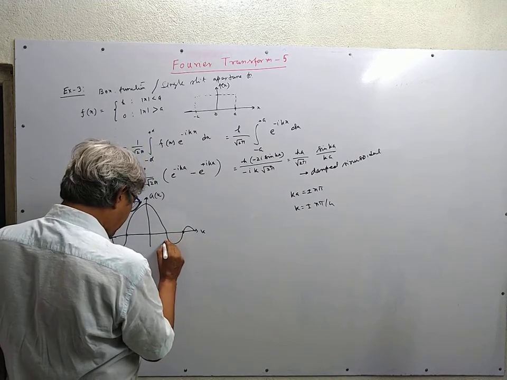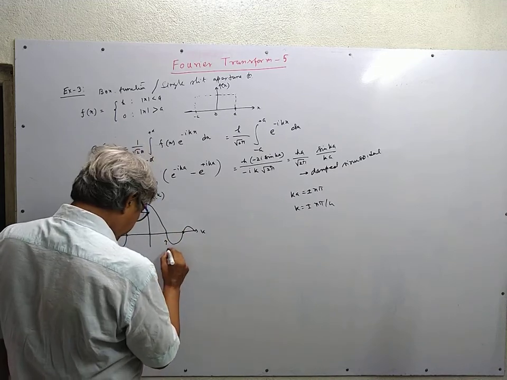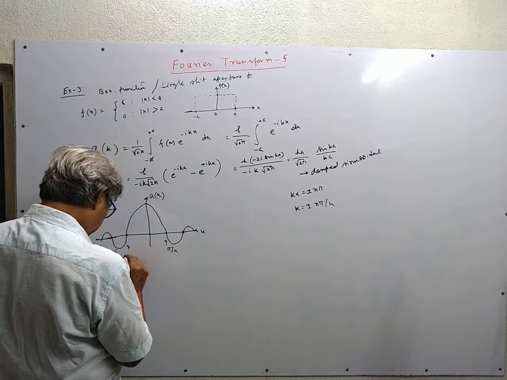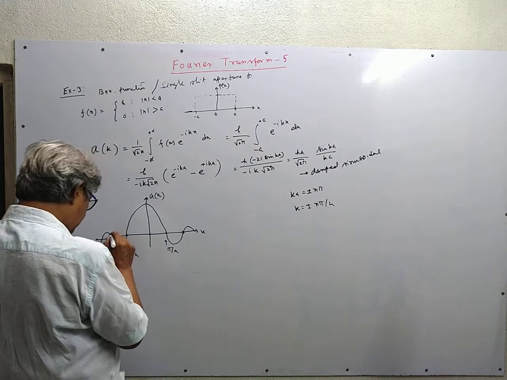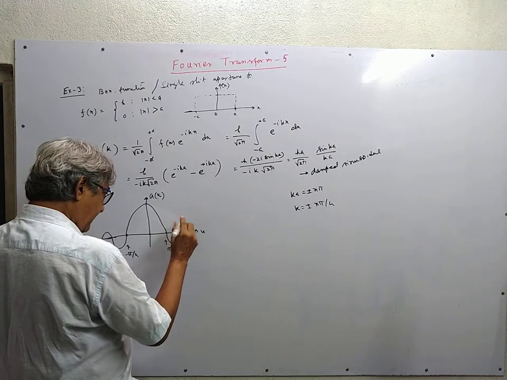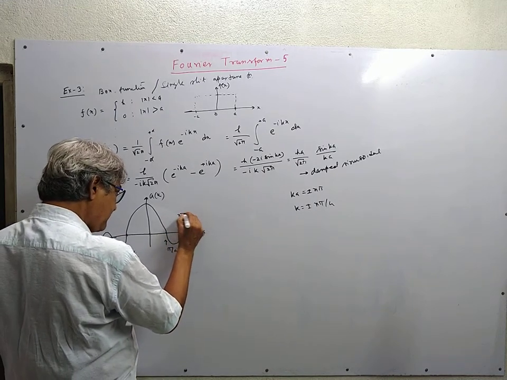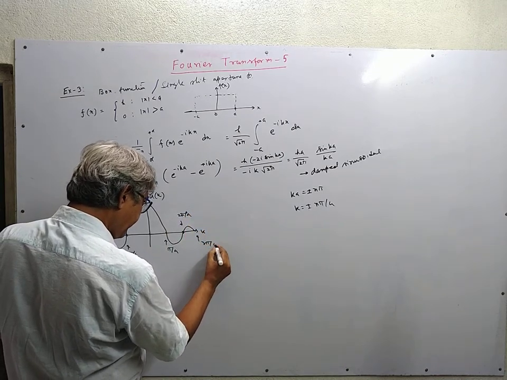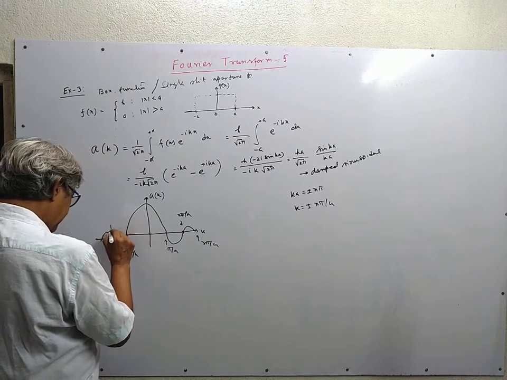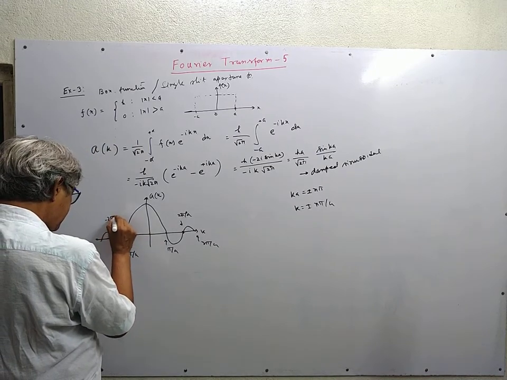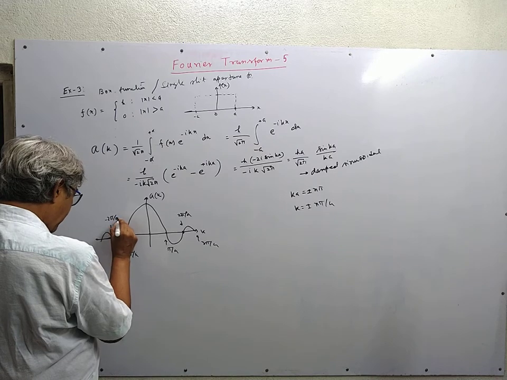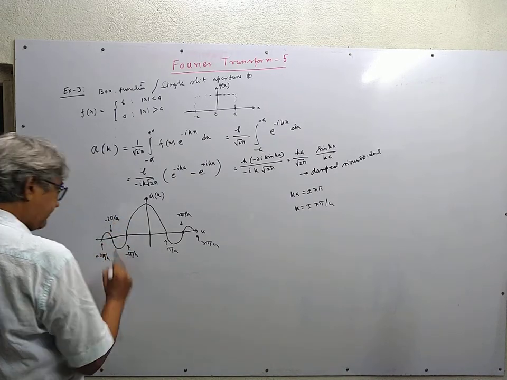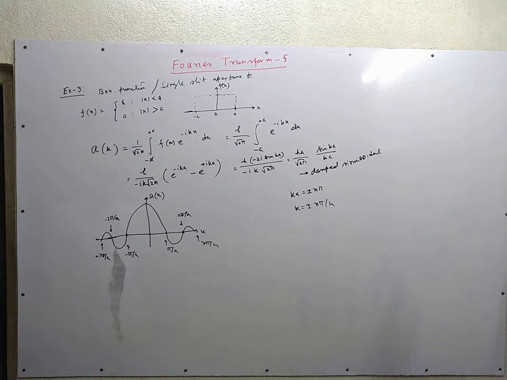This point is pi by a, this is minus pi by a, this is 2 pi by a, this is 3 pi by a, again this is minus 2 pi by a, and this point is minus 3 pi by a. This is a damped sinusoidal.